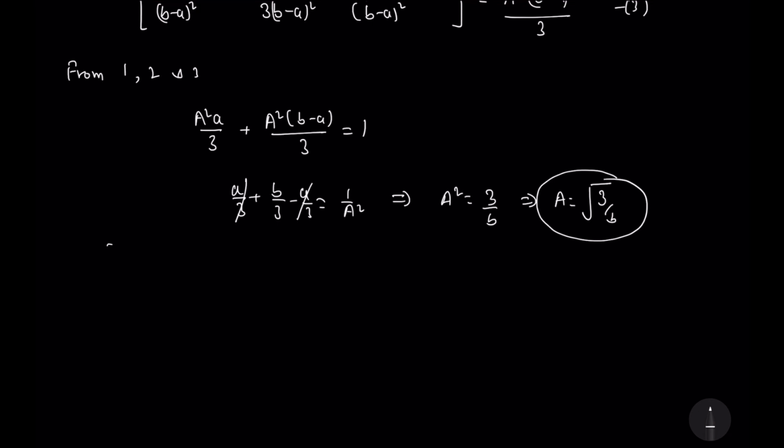So here the question is solved. I had to find a in terms of a and b, and here it is: a equals the root of 3 upon b.